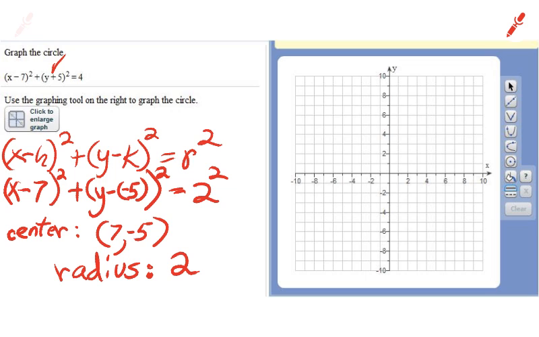So now all I have to do is find the point 7, negative 5. So here's negative 5, and here's 7. Okay, well, I don't have enough room over here, but I certainly have room over here. I do have enough room, don't I? Because the radius is 2. So, 1, 2, and 1, 2. Now let's draw the circle. And we're done.